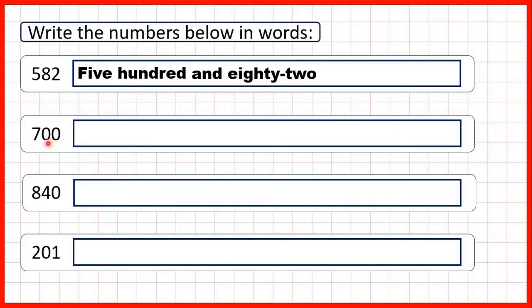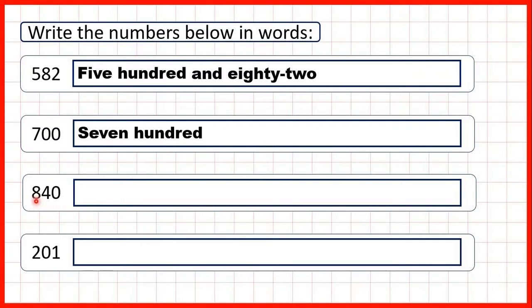Now for this number here, we have 7 as our hundreds digit, so we can write 700. But then after our hundreds digit, our tens and ones digits are both zeros. That means we don't have any tens or ones in this number, so we don't need to write anything else. Our number is just 700.